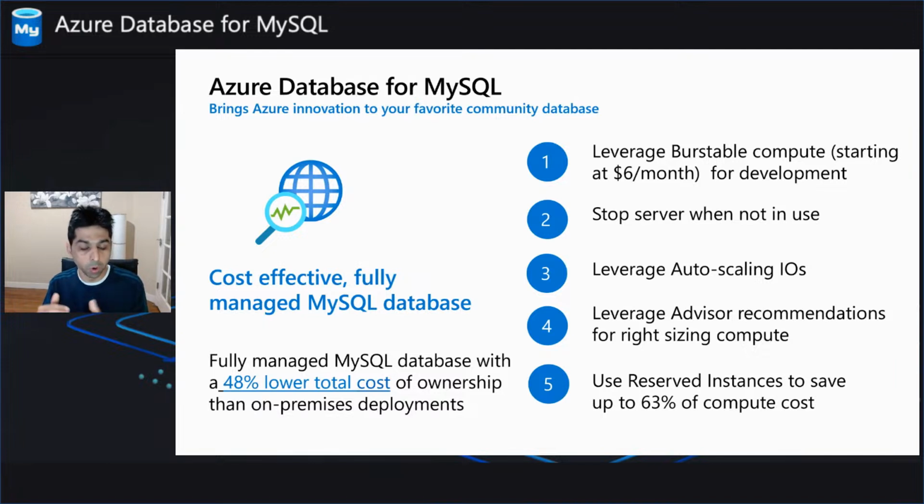And finally, if your workload is very predictable, we would recommend that you use reserved instances. You can have 1 year or 3 year reserved instances, which can significantly save your cost, up to 63%.